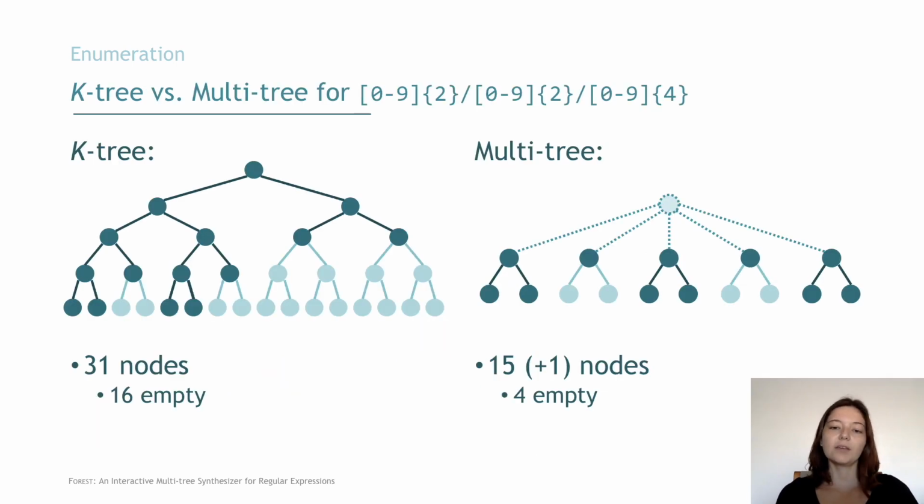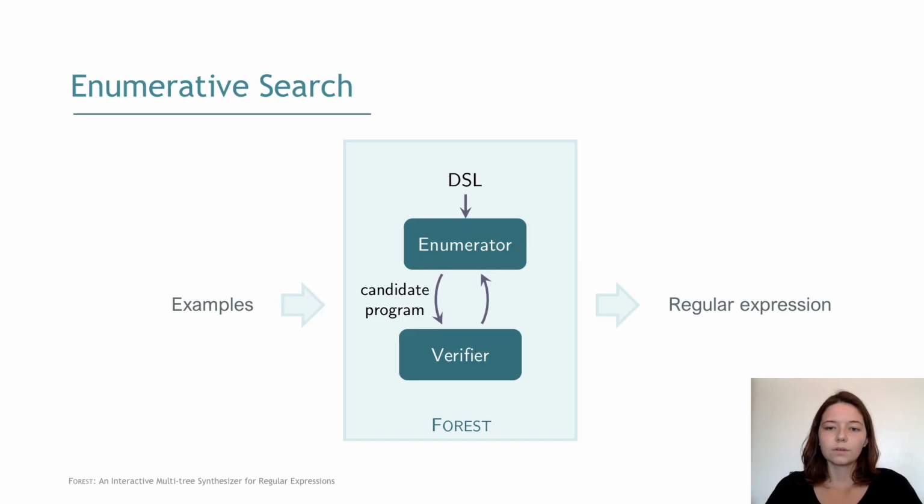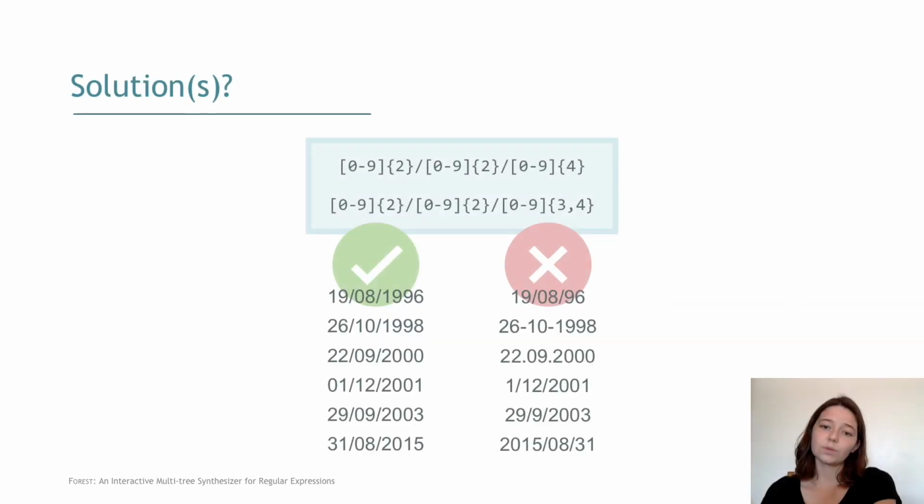Comparing the classic K-trees with our multi-trees, we can see that in the dates example, the multi-tree representation requires only about half the nodes, only 4 of which remain empty. So, we enumerate regexes represented as multi-trees until we find one that satisfies the user-provided example.